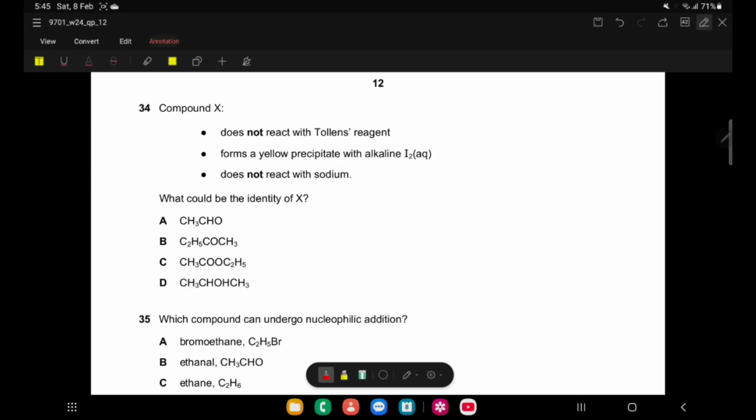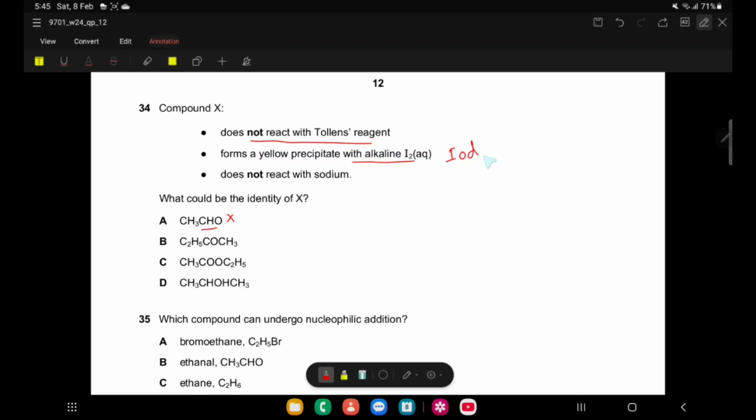Question number 34. Compound X does not react with Tollens reagent, forms a yellow precipitate with alkaline iodine, and does not react with sodium. What could be the identity of X? Okay, does not react with Tollens reagent, that means it cannot be an aldehyde. Forms a yellow precipitate with alkaline iodine.